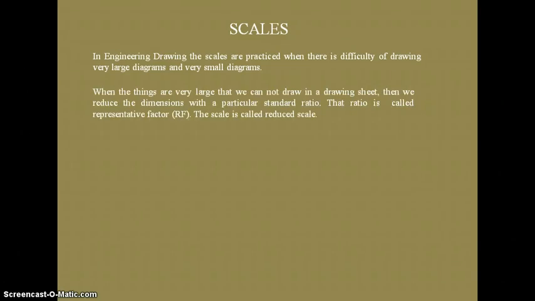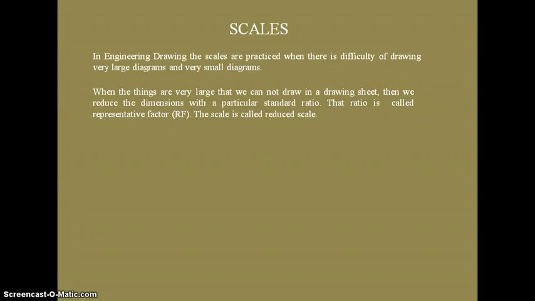Now the next point: when the things are very large and we cannot draw them on a drawing sheet, then we reduce the dimensions with a particular standard ratio. That ratio is called the representative factor, that is RF, and the scale is called the reduced scale. So when the figure is very large, we need to reduce the dimensions of the object at a particular scale, at a particular standard ratio.